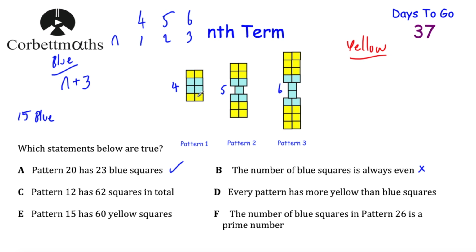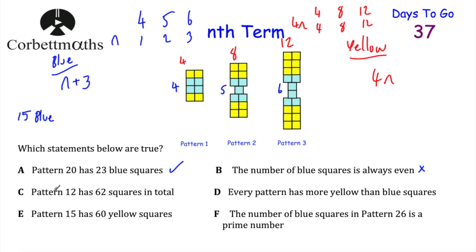So we've got 4, 8, 12. Let's find the nth term there. We're actually going up in 4s each time. So that'd just be 4n. So the number of yellows in pattern n is just 4n.